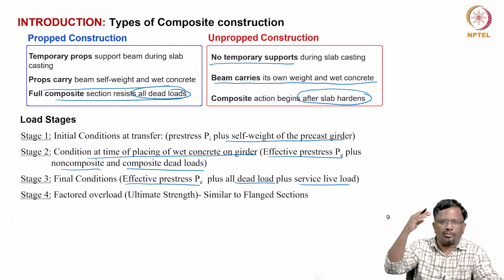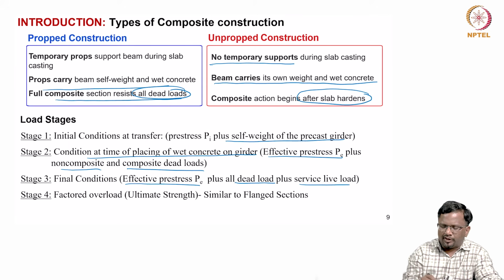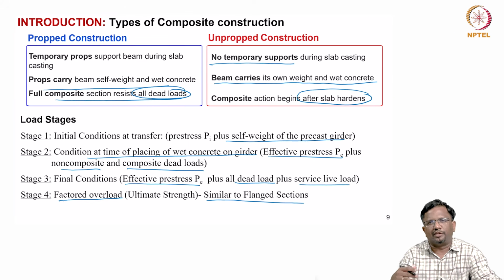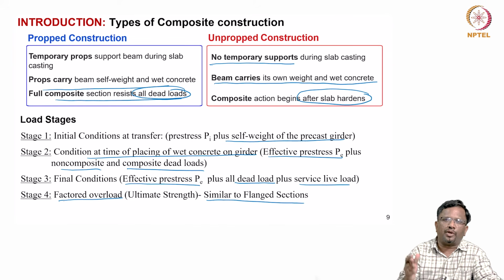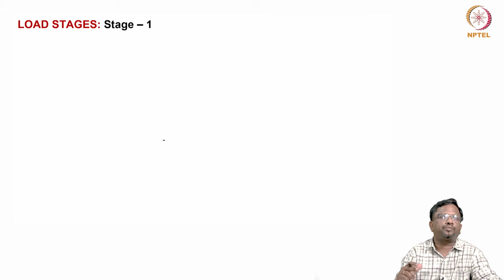The structural system can see its ultimate state only once, right. So, you reach your maximum capacity only once. This is stage 4. You consider the factored overloading, and here it is going to act like a flange section. There will be some strain discontinuity, but because at the ultimate stage a lot of redistribution of stresses will happen, we ignore that small strain discontinuity. We are going to analyze it like a regular flange section that we have discussed in the flexure module.